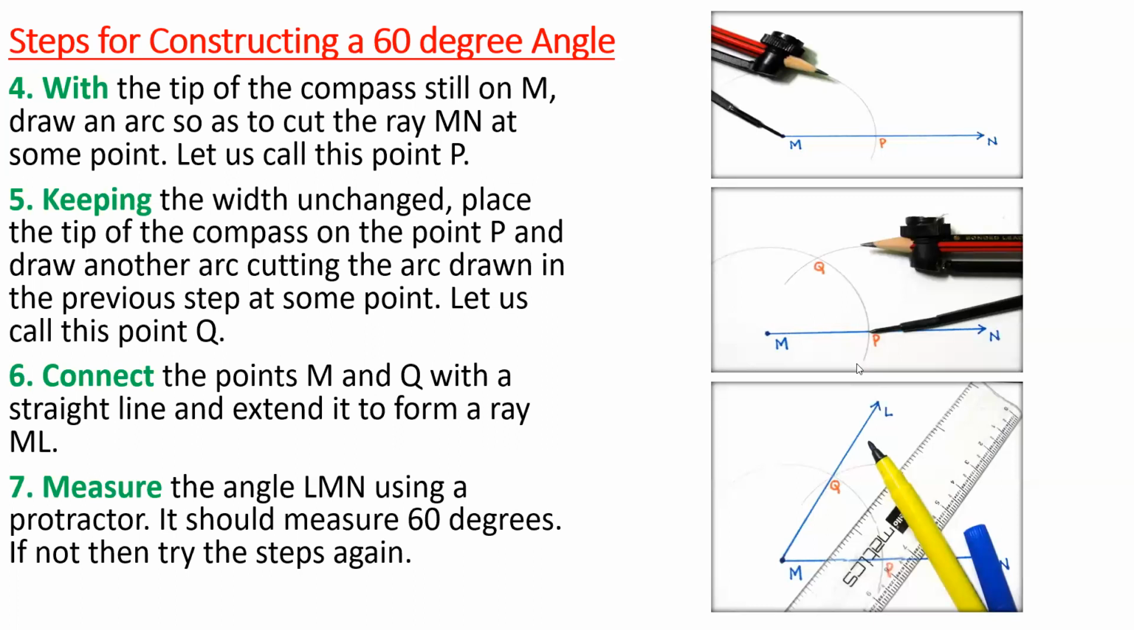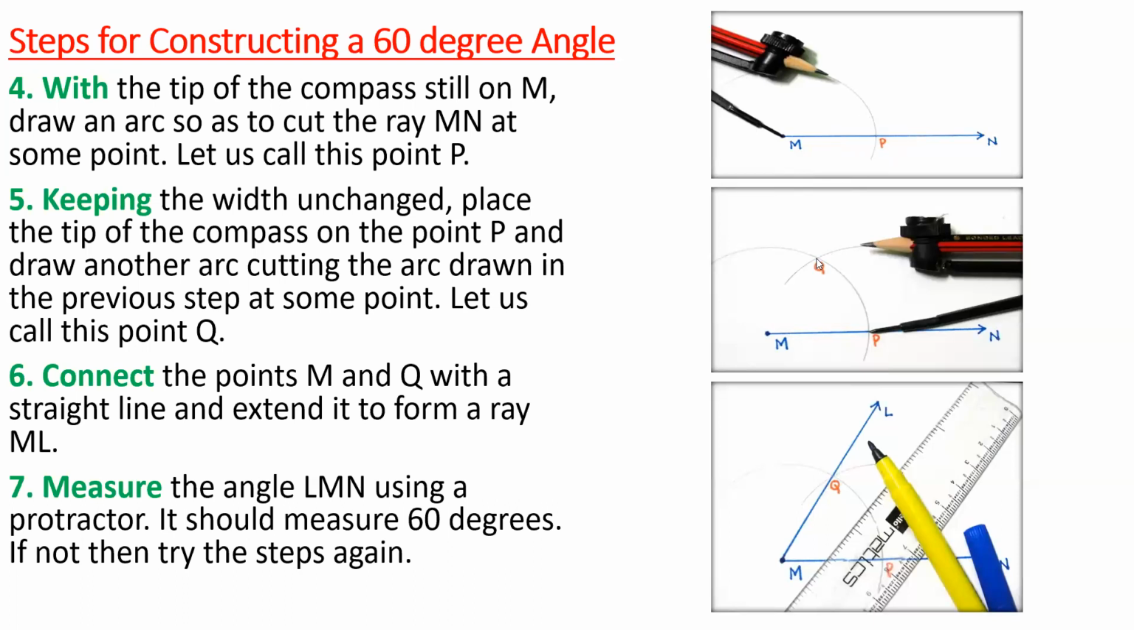Very good. So it should measure 60 degrees. If it doesn't measure 60 degrees, then you have to try the steps again. So what you're going to do is you're going to come to this particular point M. You're going to draw an arc. That arc should cut your ray MN at this point. We call it P. Then you're going to go to P and draw another arc. That arc should cut the first arc at some point.